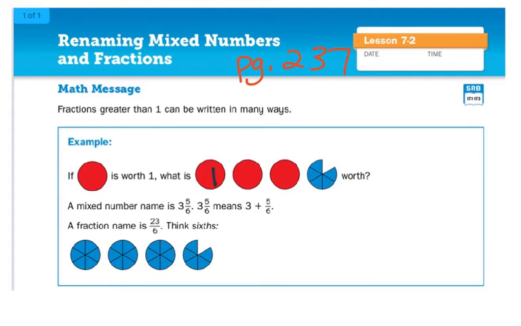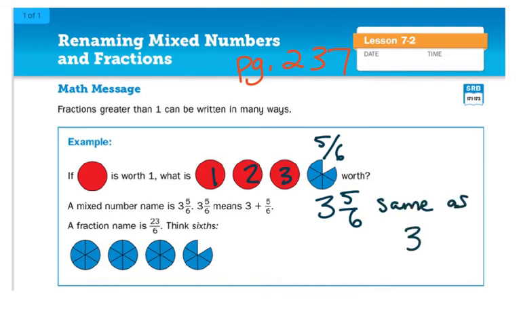Well, this is worth 1 whole, 2, 3, and this is 5 out of 6 equal parts. We can call that 3 and 5/6, which is the same as saying 3 wholes plus 5 sixths more. I also could name that fraction 23/6. I could take these 3 and divide them into 6.